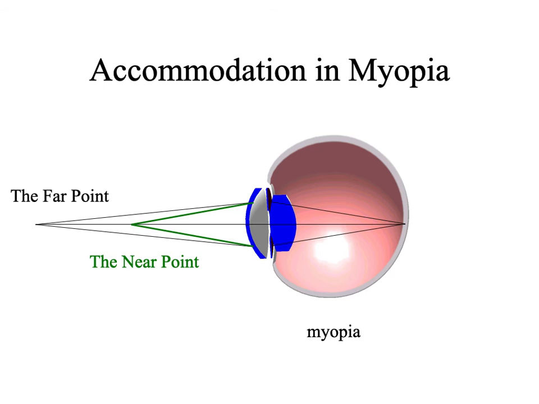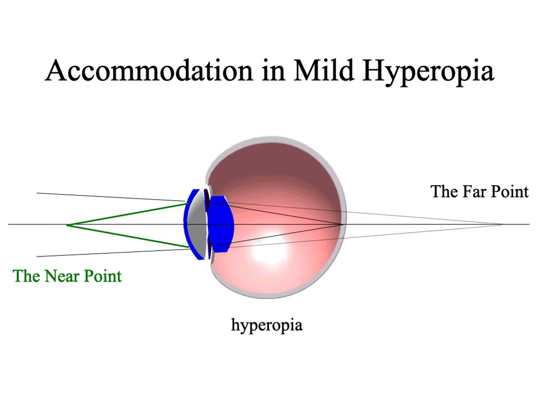We'll put numbers to these things shortly. For a mildly hyperopic patient, there will still be a near point. The far point is in back of the patient's head. But some of the accommodative effort that the patient is going to put forth is just going to be to correct for that hyperopia. What's left over can contribute to the near point.